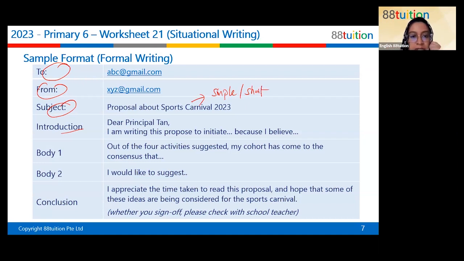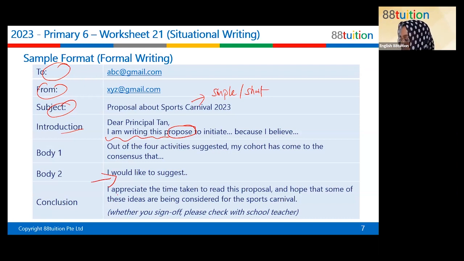Okay, this is what I would recommend, just short and simple. So I am writing this email, I'm writing this letter to what? So yes, use the verbs there as well. And then what if you want to suggest, use "I would like to suggest" something here.